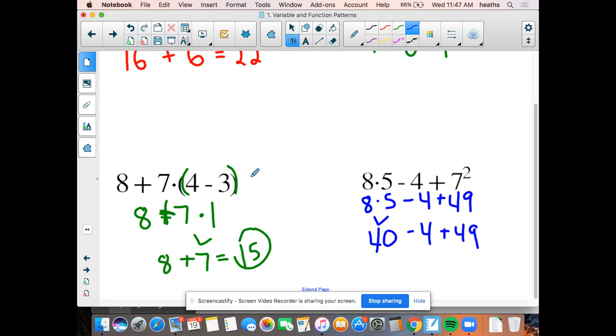Now, what some of you may be thinking, which is a great question, is what do you do first if you have subtraction and addition? Which one do you do first? Do you still have to do addition first, or can you do subtraction? Remember in my notes, I had them grouped. Parentheses and exponents were grouped. Multiplication and division were grouped. And addition and subtraction were grouped.